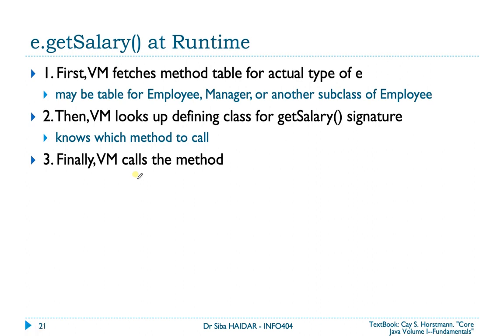So, getSalary at the runtime. First, the virtual machine fetches the method table for the actual type of e. It may be a table for employee, manager, or another subclass of employee. Then the virtual machine looks up the defining class for the getSalary signature and knows which method to call, and finally it calls the method.